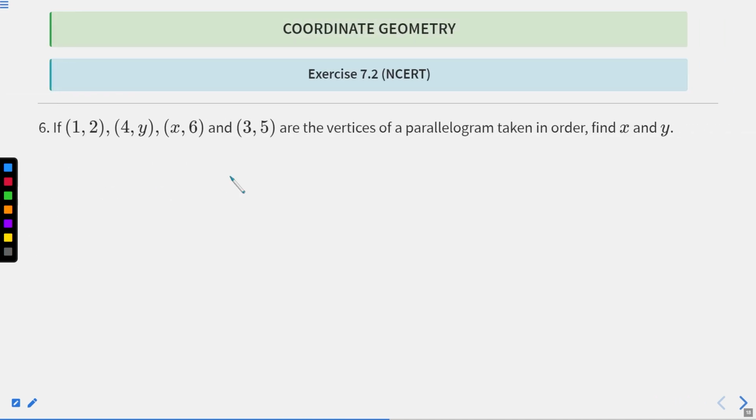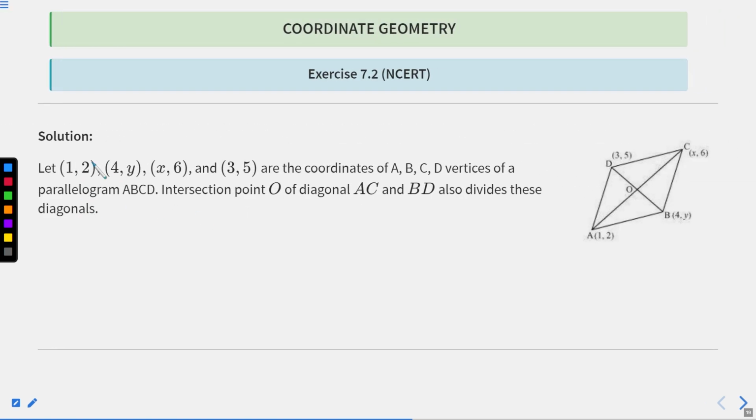In the next question, we are given these points, and these points are the vertices of a parallelogram taken in order, and we need to find the values of x and y. Here we basically use the condition for a parallelogram. These four points are the vertices of a parallelogram. So let us solve this problem. We let (1, 2), (4, y), (x, 6) and (3, 5) be the coordinates of A, B, C and D. You can see this figure.